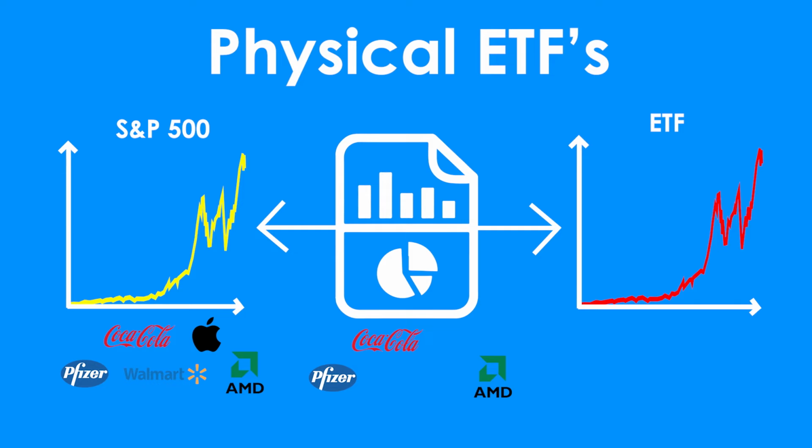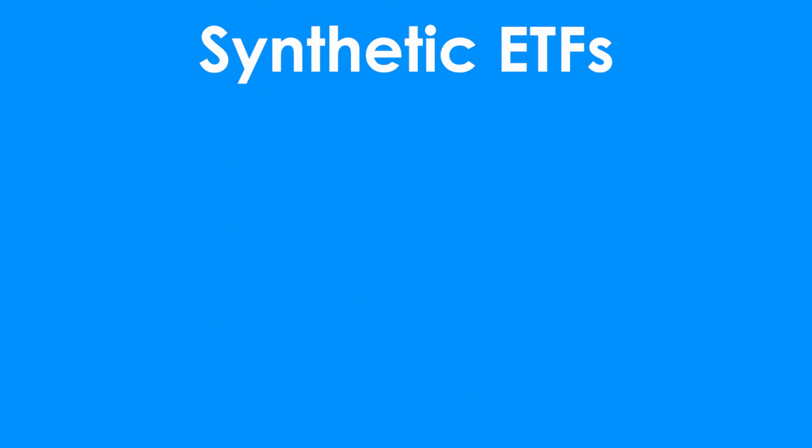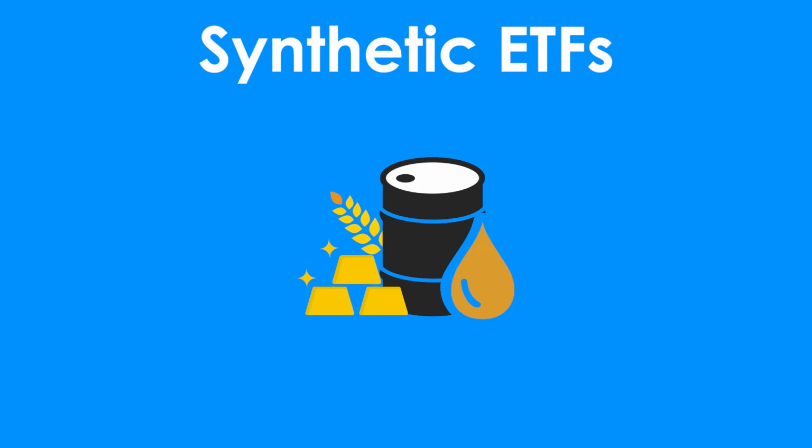The second way to replicate an index is with synthetic or swap-based ETFs. A synthetic ETF does not invest in assets directly, but is ideal for exposure to hard-to-access assets like commodities such as crude oil. But this way is a bit more complicated and will be described in another video, because most ETFs available on the market are physical.